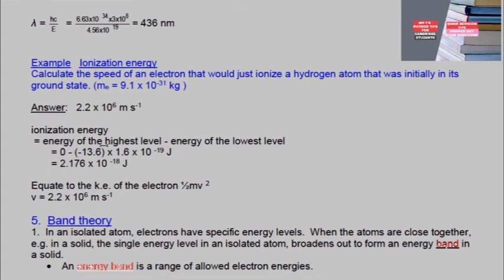Now we equate this, because this is the energy that's going to be supplied to give the kinetic energy. So that kinetic energy is equal to that ionization energy, which is going to equal half mv squared, and then make v the subject of the formula. That should give you 2.2 times 10 to the power of 6 meters per second.